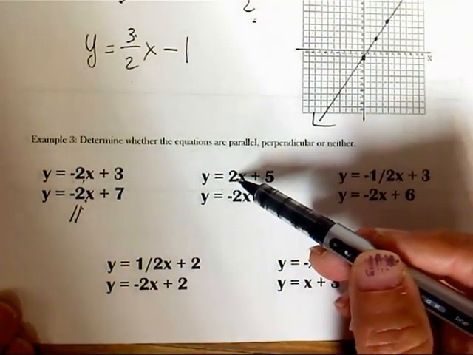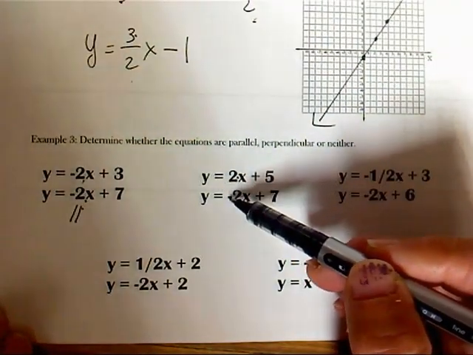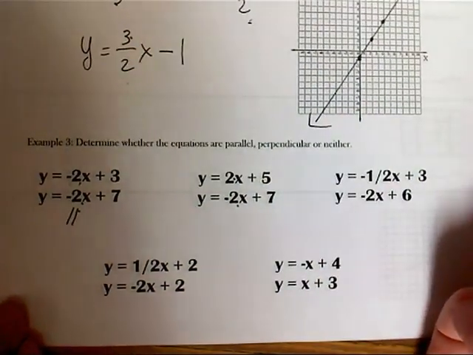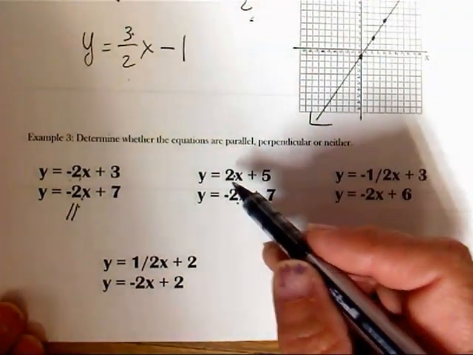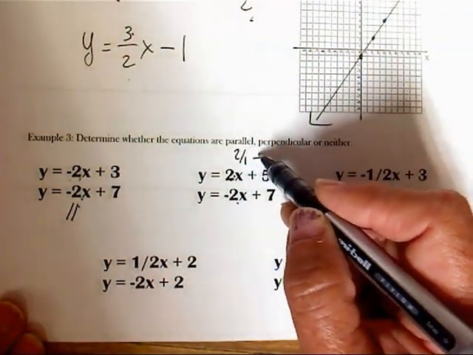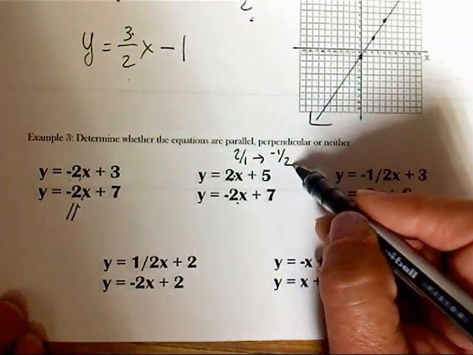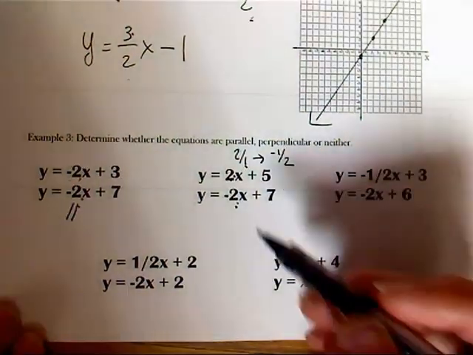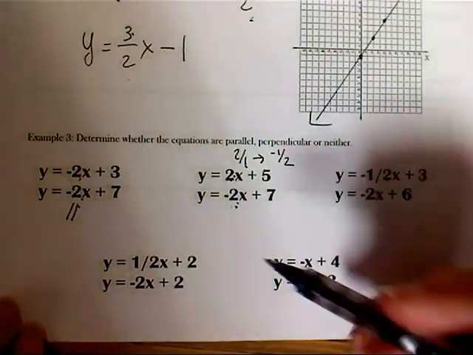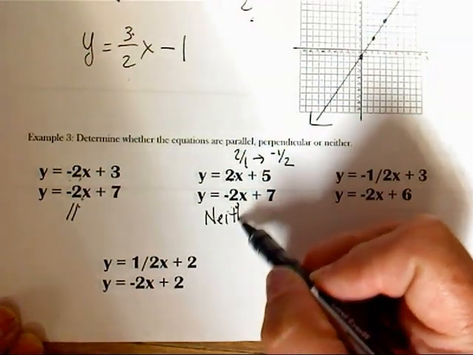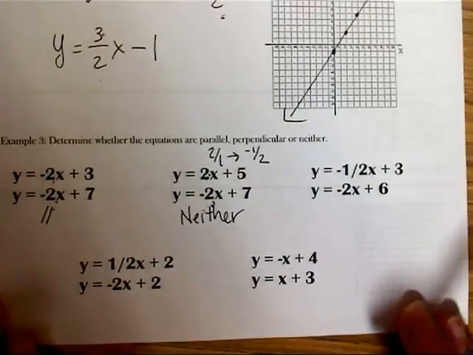This time, this one has a slope of positive 2. This one has a slope of negative 2. A lot of people will get tricked by this one and say that they're perpendicular, but if they were perpendicular, this 2 over 1 would turn into negative 1 over 2, not negative 2, because this 1 would flip to the top. So they're not perpendicular, and they're not exactly the same, so they're not parallel. They're neither perpendicular nor parallel.